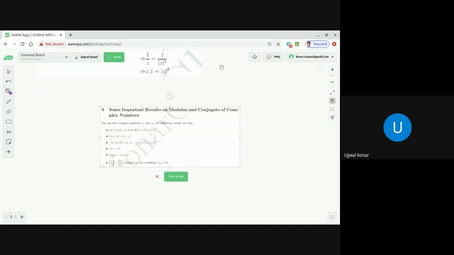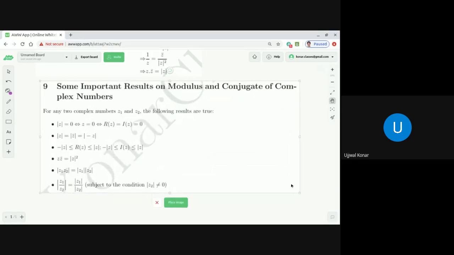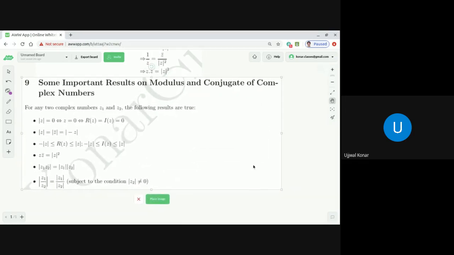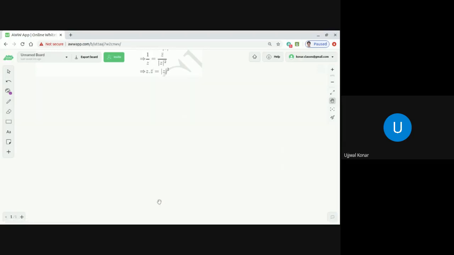The first one, dear students, is that mod z equal to 0 is implying and implied by.